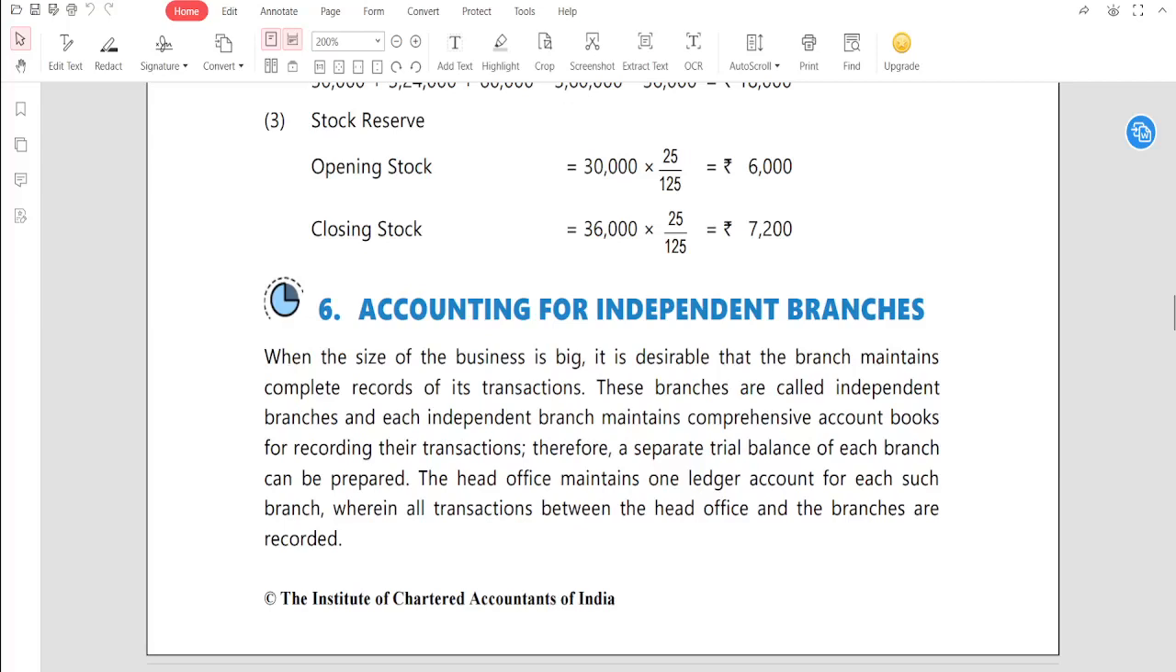So chaliye, let's start with the independent branches. Okay, so what are independent branches? Because we know what dependent branches are. Dependent branches क्या होता है? In case of dependent branches, we know that dependent branches are those branches in which we have to maintain the branch account under the books of HO.